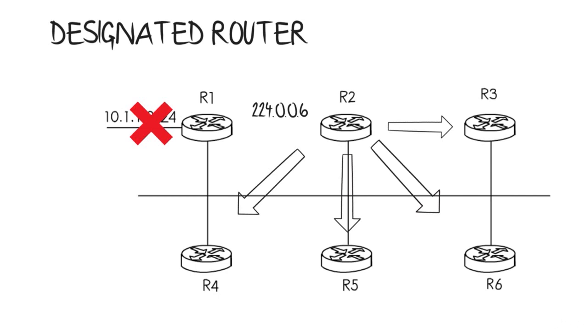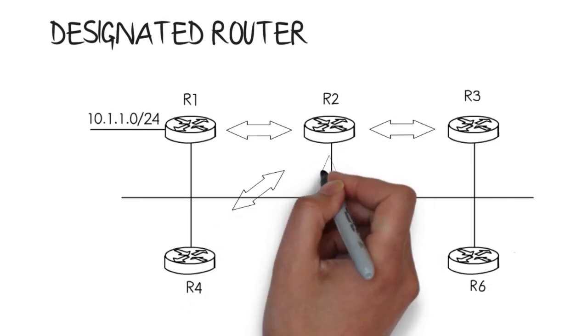So logically what happens is the update goes from R1 to R2, R2 sends that update to all the other routers, they process the update, and therefore their topology database is updated with the new information that this network has gone down. As you can see here, it's much more efficient to use a designated router than to allow full adjacencies between all routers and have all those duplicate updates.